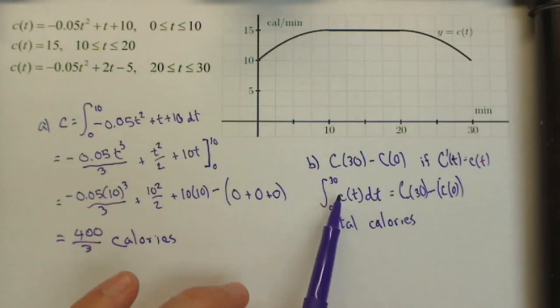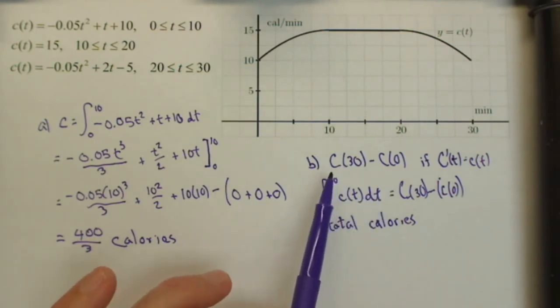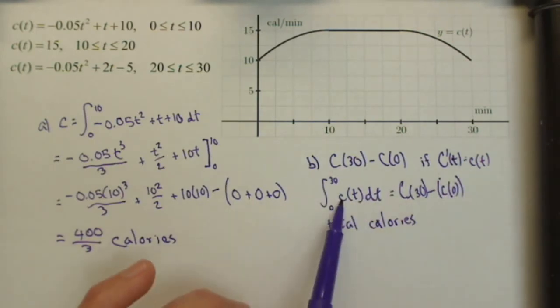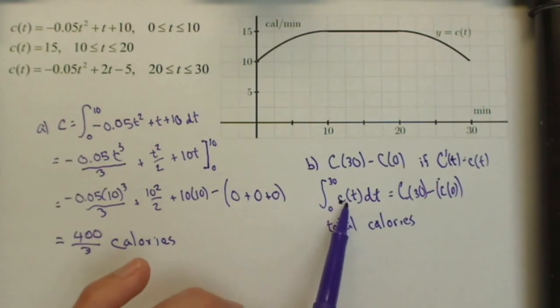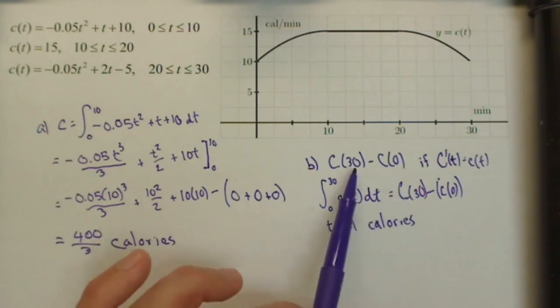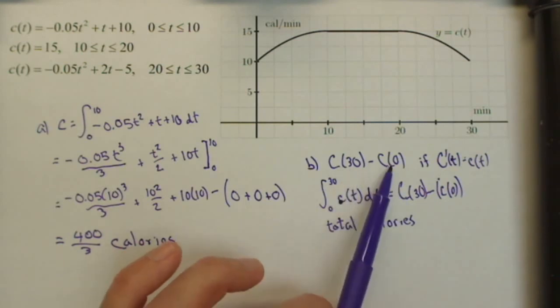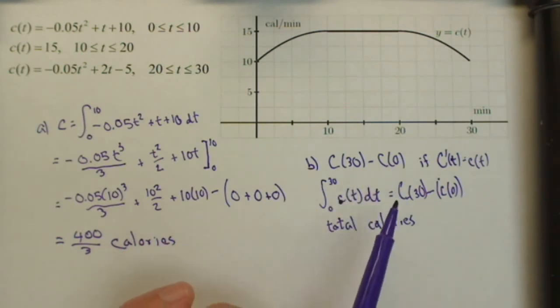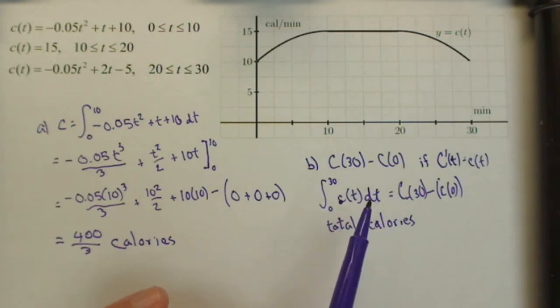But this is basically our fundamental theorem. If the derivative of this is here, our integrand, then doing it from 0 to 30 gives us capital C of 30 minus C of 0, which is going to give us the total amount of calories that we're going to burn during that time.